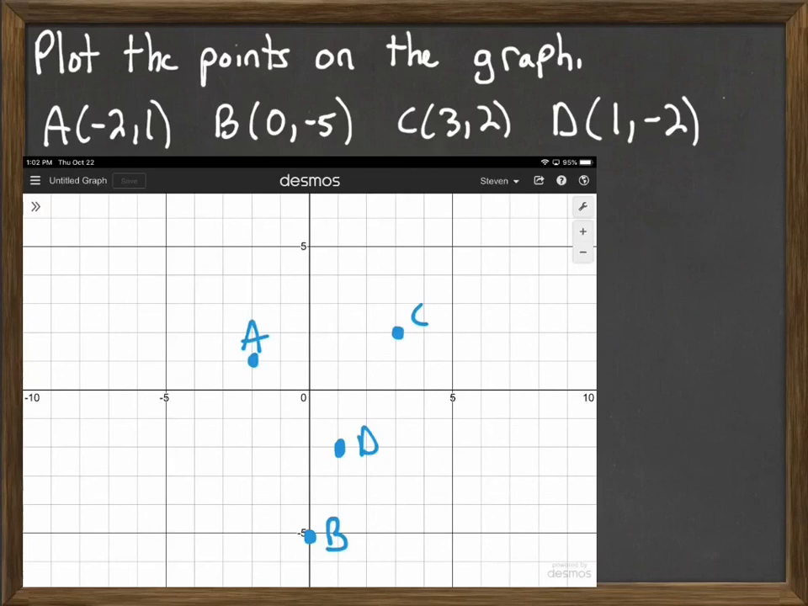Okay, so now we've talked about reading points in the previous video, and now we've talked about writing points, plotting points. What we're going to look at in the next video is finding points, and then we're going to put that together with graphing points in our final video for this section.